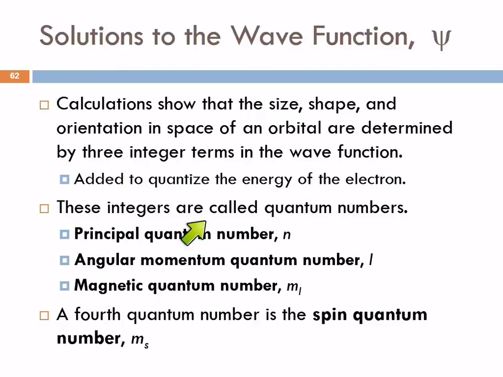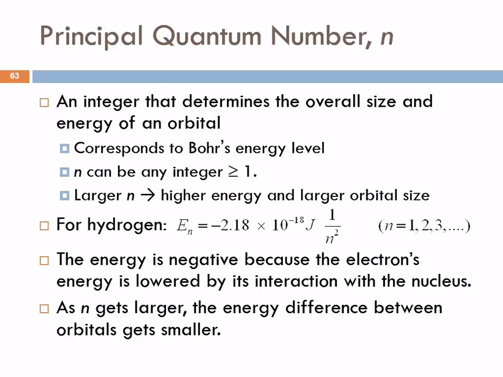There's the principal quantum number, n, the angular momentum quantum number, l, and the magnetic quantum number, m sub l. There's a 4th quantum number that's not an integer, and that's the spin quantum number, m sub s. So let's look at each of these individually.